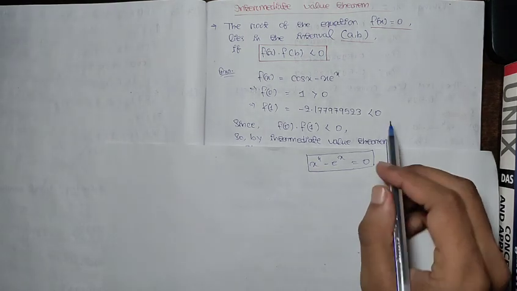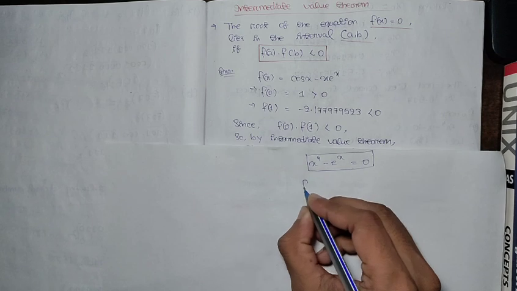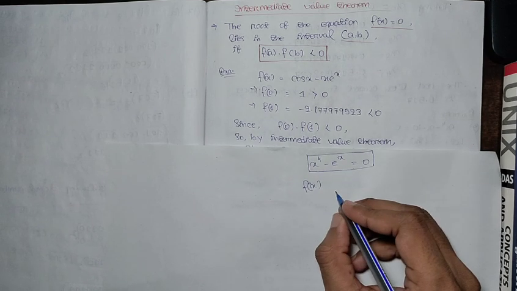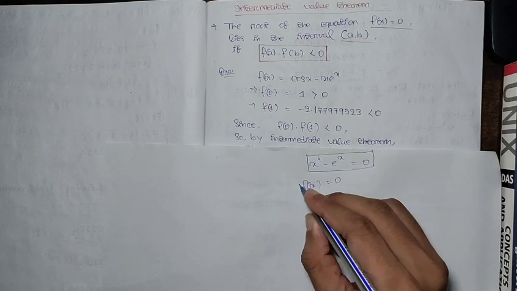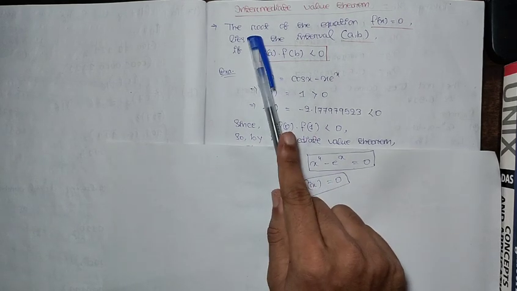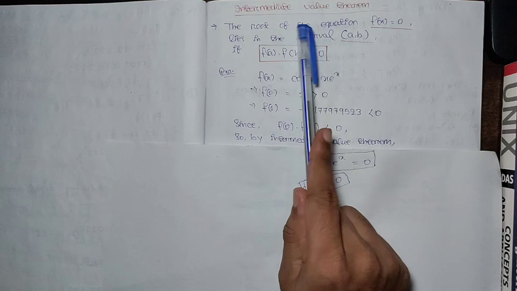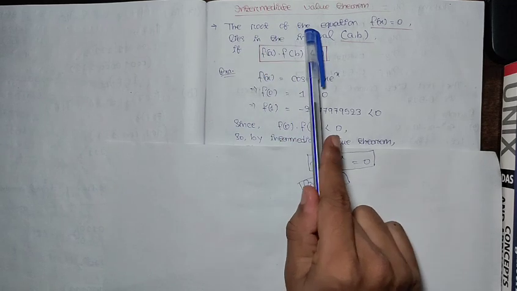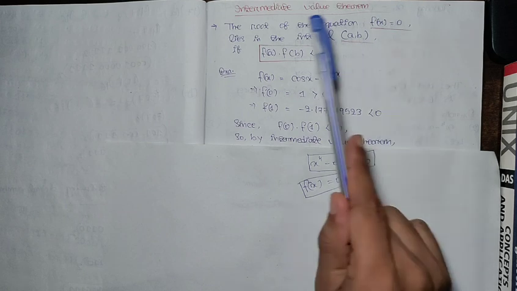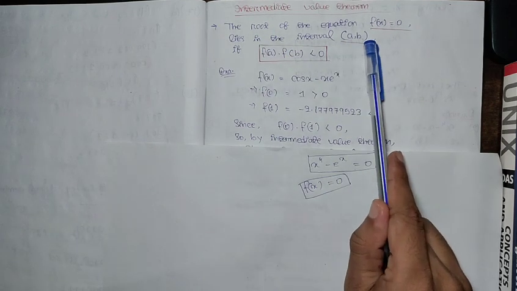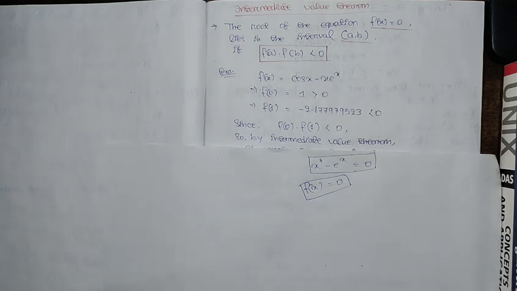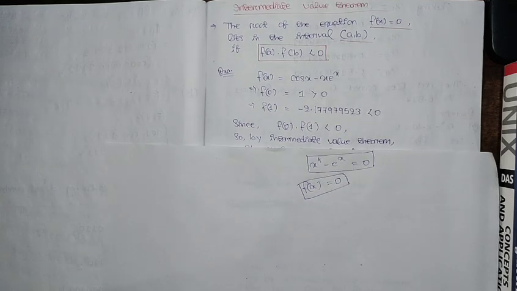so here the question is in the form of f of x, that means a function of x, equal to 0. So see here, the intermediate value theorem says that the root of the equation, that means f of x equal to 0, lies in the interval a b if f of a into f of b is less than 0. It is the condition, you should remember that.